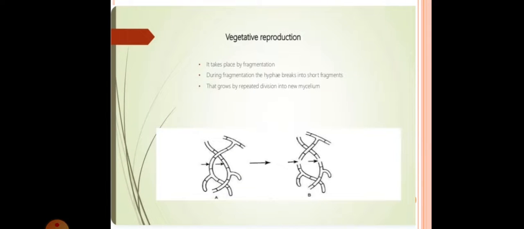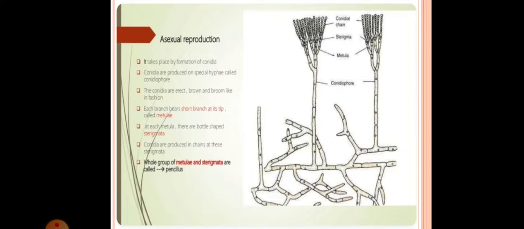Vegetative reproduction takes place by fragmentation. During fragmentation, the hyphae break into short fragments that grow by repeated division into a new mycelium and produce a new Penicillium. Then next, asexual reproduction. Asexual reproduction takes place by formation of conidia.